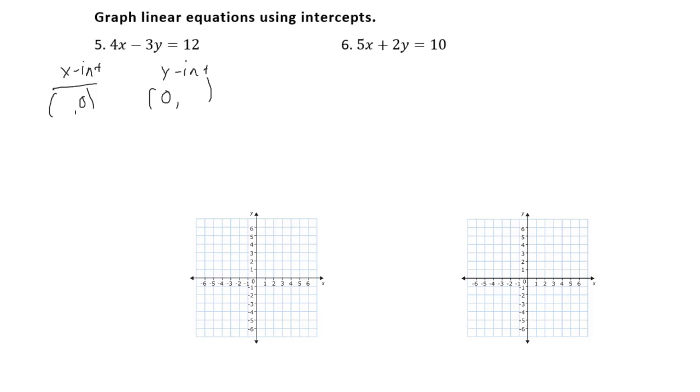So we plug in 0, and we get 4x equals 12, so x equals 3. Plug in x is 0, you get negative 3y equals 12, so y equals negative 4. My x-intercept is 3. My y-intercept is negative 4. And now I connect my points. Right. Again, in standard form, so graphing using intercepts is a great method.